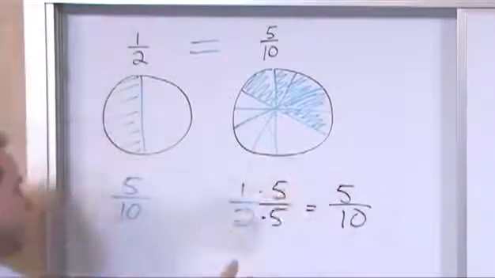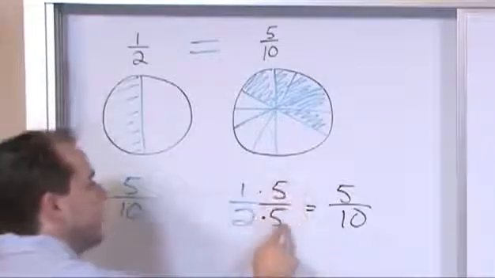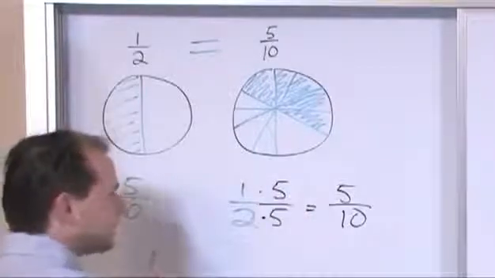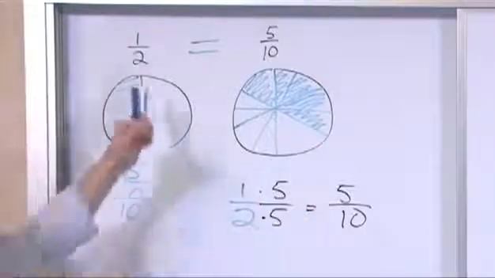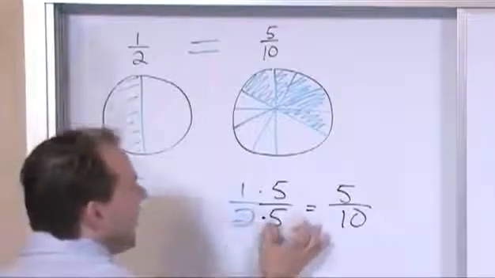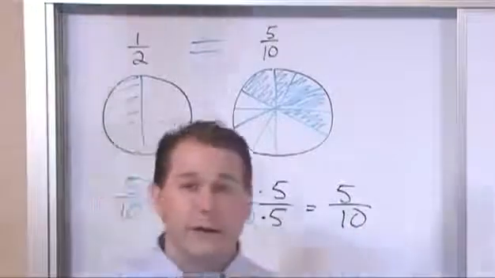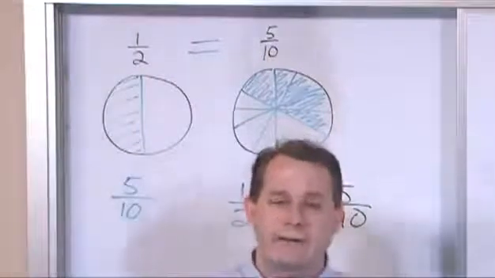So I'm proving to you, based on this little idea that you can multiply the top and the bottom of a fraction by anything you want, that 1/2 is actually equal to 5/10, which is what we've shown here. So if I wanted to change this denominator of 1/2 to 10, I can do it by just multiplying it by something to make it equal 10. I just have to do it to the top. And that's really the secret in all of fractions.